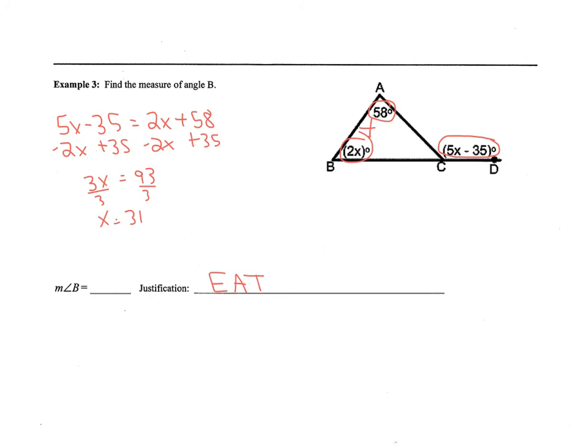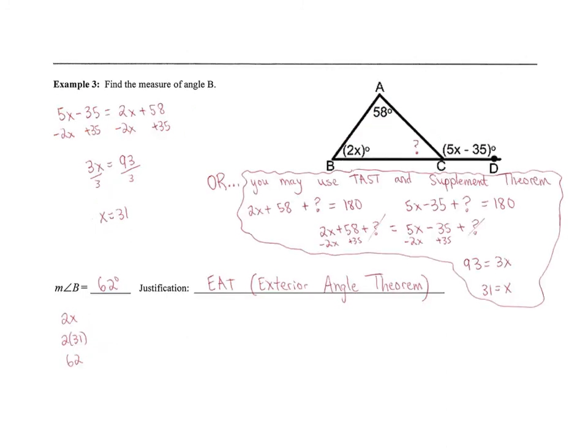So the measure of angle B is 2x. 2 times 31 is our answer, which is 62 degrees. You may also use TAST and the supplement theorem to find x if you don't want to use EAT or if you forget what EAT is.